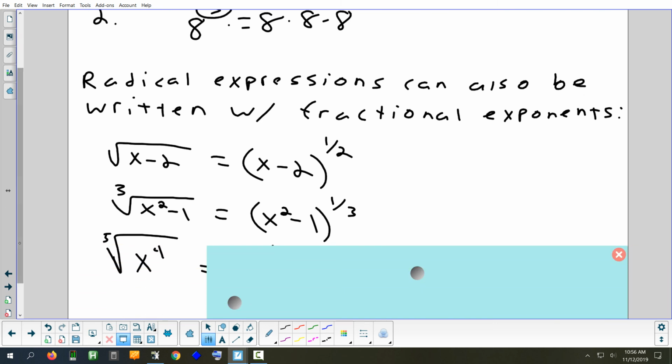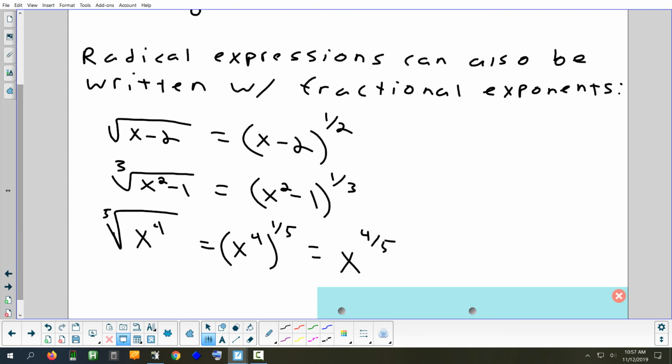How about a 5th root? What fraction do you think would be a 5th root? Yeah, 1/5. And watch what happens here. You still have the radicand, right? That never changed in any of them. But now you have the radicand, which is x to the 4th to the 1/5. Does anyone remember the rule when you have a power to a power? What you do with those two numbers? Yeah, multiply. You multiply them.